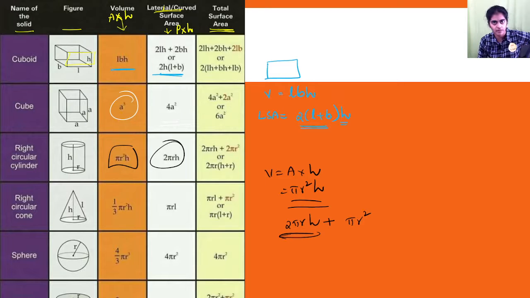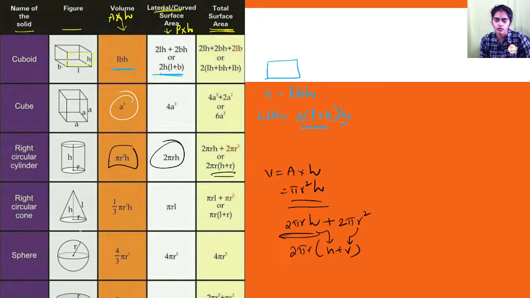Both the circles are the same. Radius is the same, isn't it? So I can add 2 pi r square. One above, one below, two circles, so 2 pi r square. So if I take 2 pi r common, here I have h and here I have r. Understood the formula? Okay, easy.